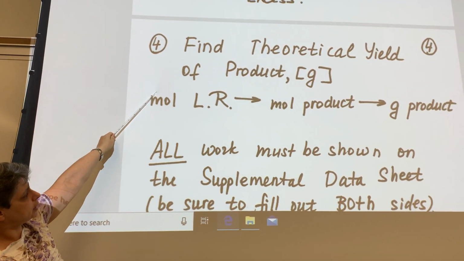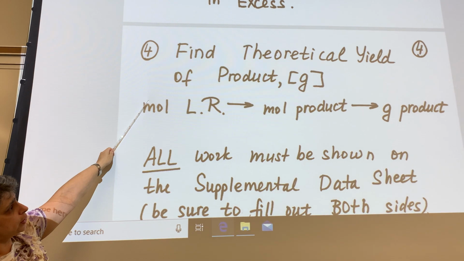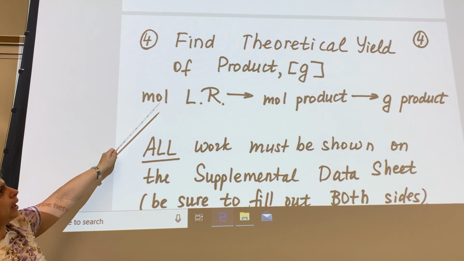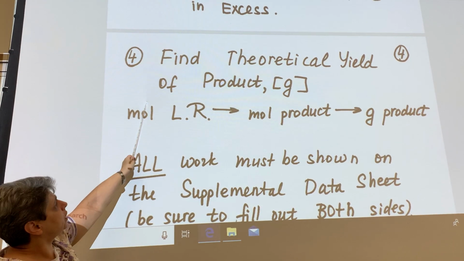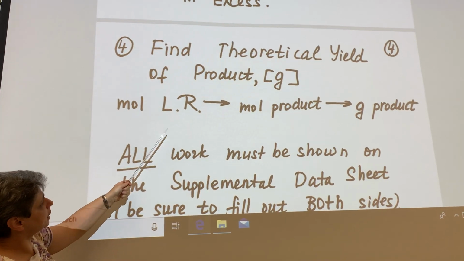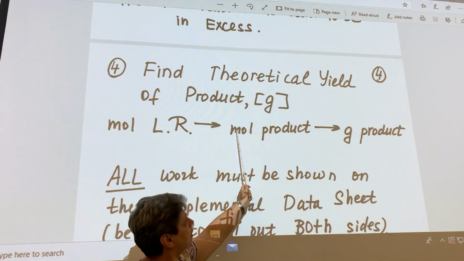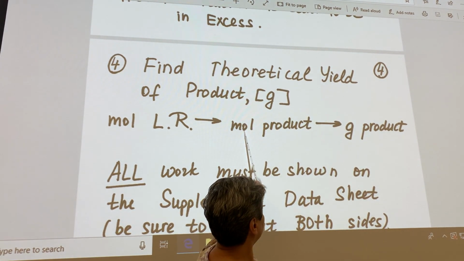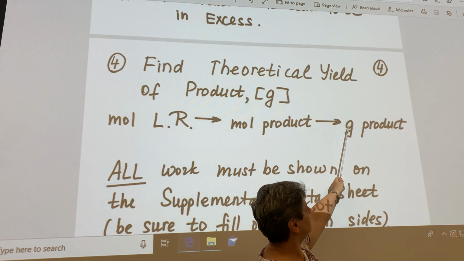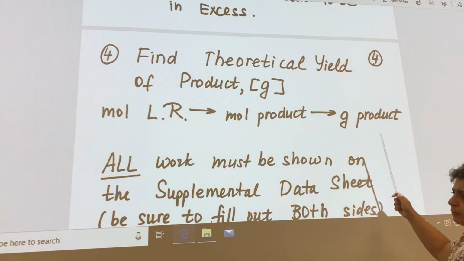On the back of the supplemental data sheet, you'll be finding theoretical yield of the product in grams. So you will start with moles of limiting reactant that you have found previously. You'll convert it to moles of product, and then using chemical formula of the product, you will find how many grams of product is expected. Theoretical yield is typically found in grams.